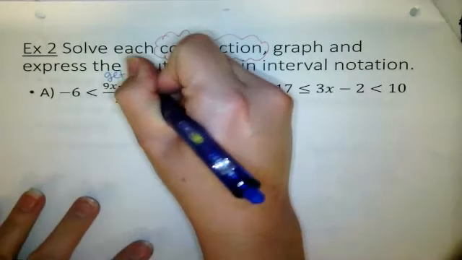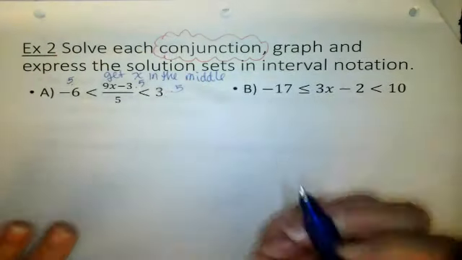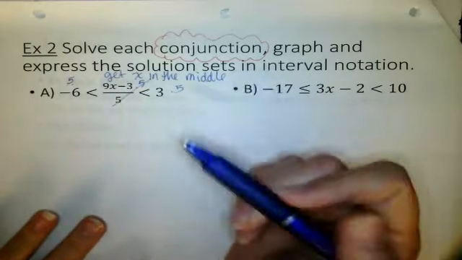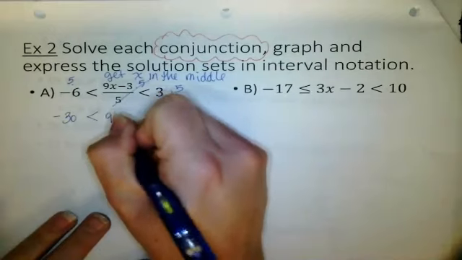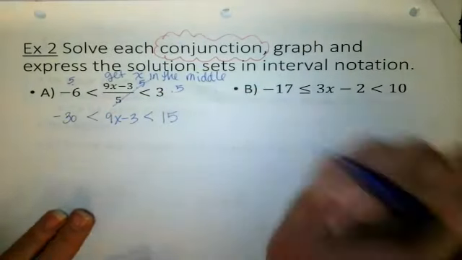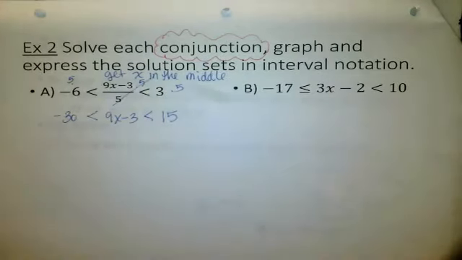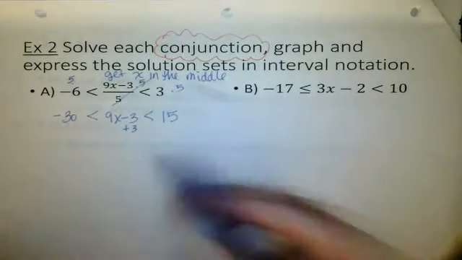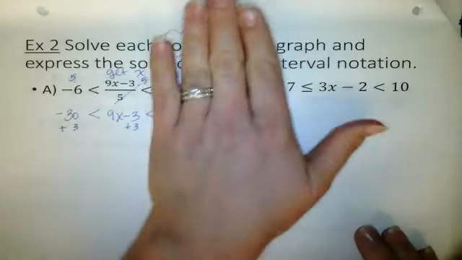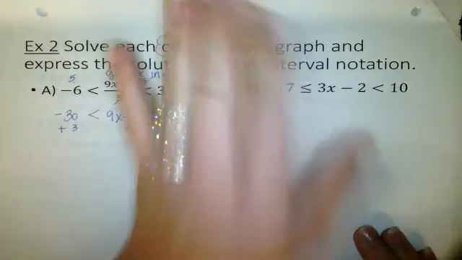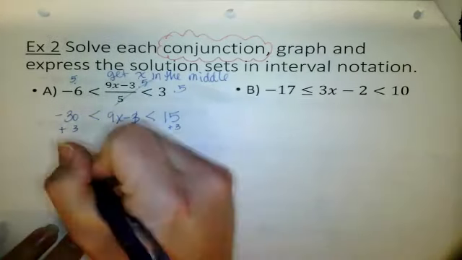Multiply by 5. Sure, times by 5 everywhere, on the left, on the right, go crazy. So -30 is less than 9x minus 3 is less than 15. So we're multiplying by 5 everywhere. And then we need to add 3, and we're going to add 3 not only in the middle but everywhere on the left and the right. Again, there's really two equations going on. We're just solving them simultaneously. Because we're just that awesome.